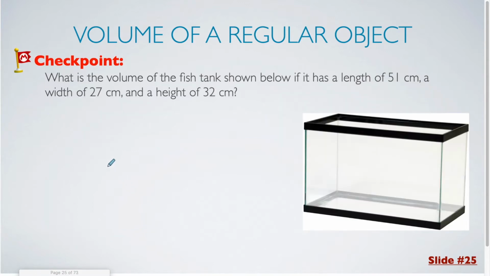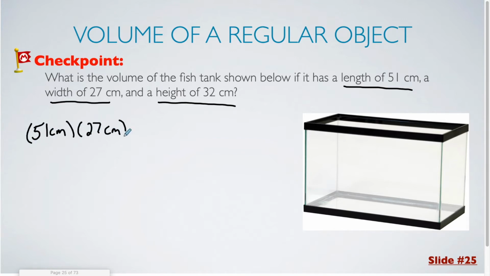Next, we are trying to find the volume of a fish tank with a length of 51 centimeters, a width of 27 centimeters, and a height of 32 centimeters. So because this is no longer a cube, we have the 3 different measurements that we're going to be multiplying. So I have 51 centimeters, I'm going to multiply by 27 centimeters and then by 32 centimeters.